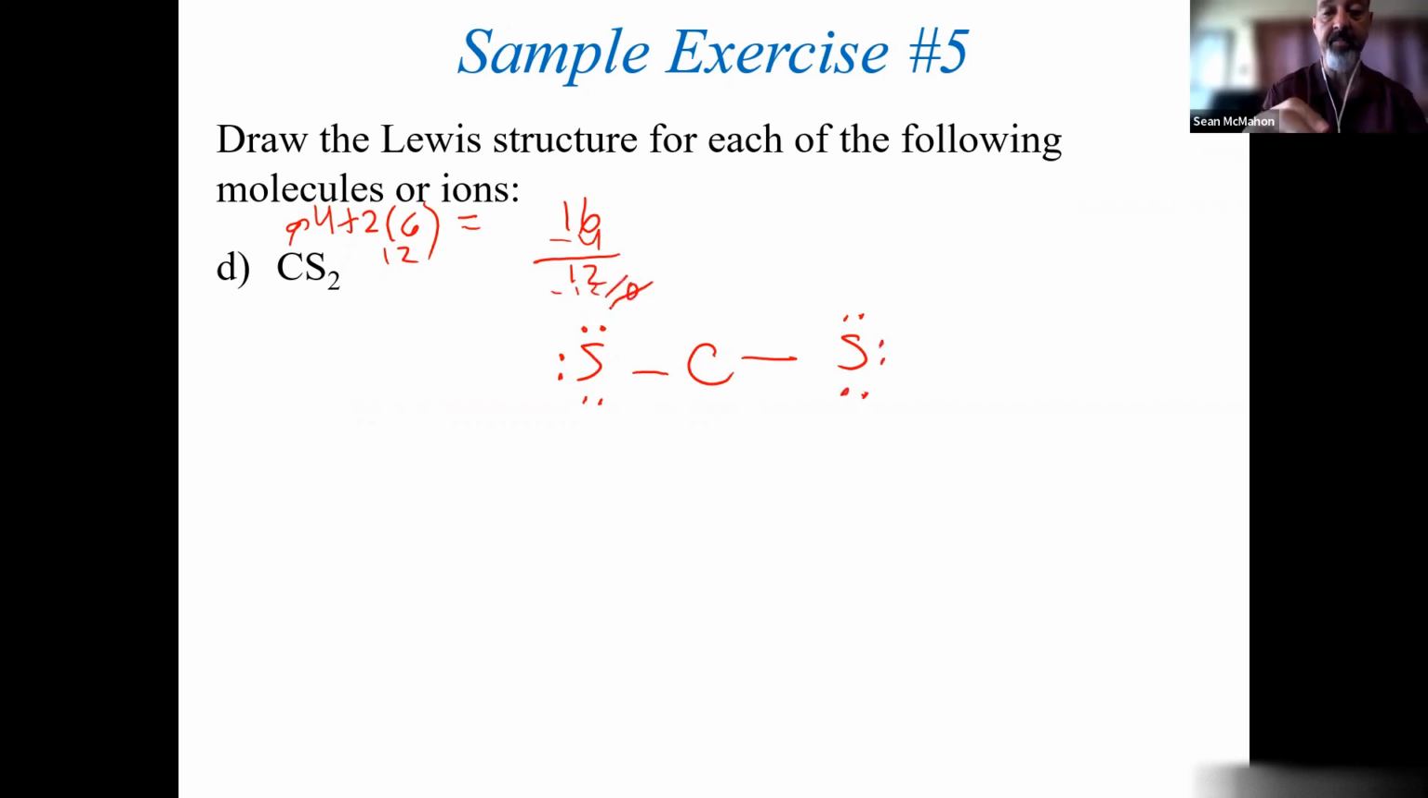I have none left. Now, if I look, the sulfur is happy, but the carbon is not. So what do we do? Well, I have to take valence electrons on my outer atoms that are lone pairs and actually form multiple bonds. So how do I do that? Well, I could say, look, I'm going to take this electron pair and move it there, and that would leave me this.